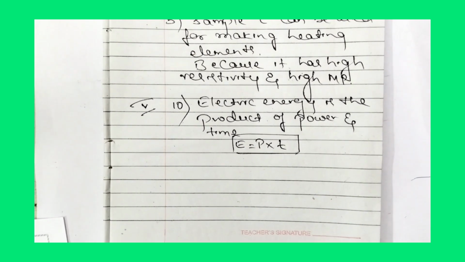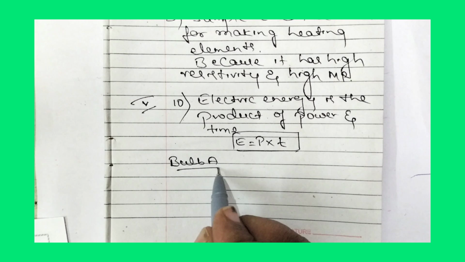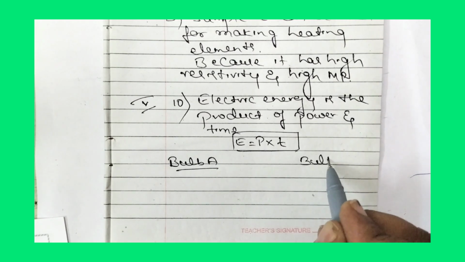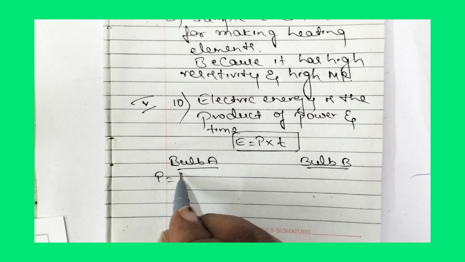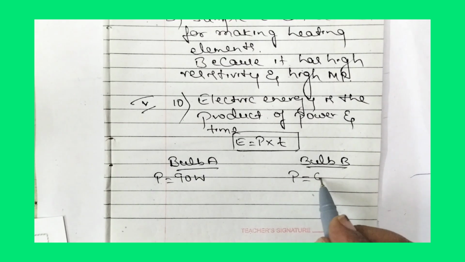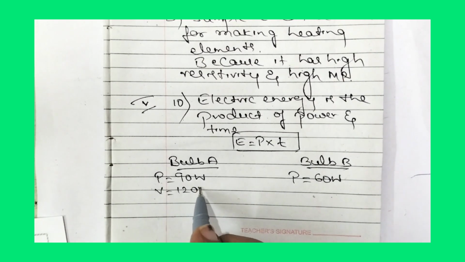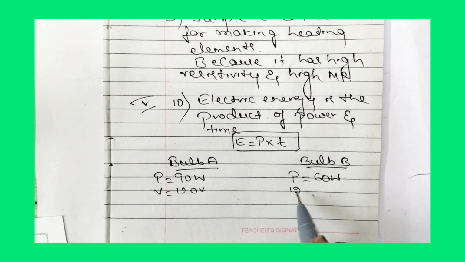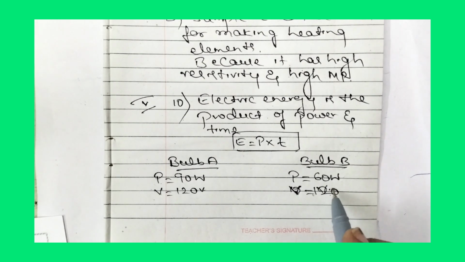Now two bulbs are there, bulb A and bulb B. The power of bulb A is 90 watt. The power of bulb B is 60 watt. The voltage is 120 volts, because since they are connected in parallel, the voltage will be the same, 120 volts.